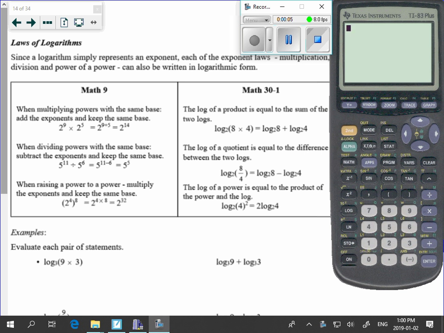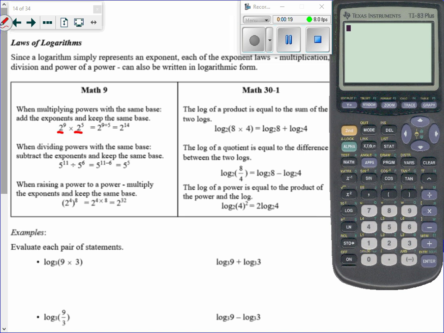Today we're going to learn about the laws of logarithms. Since a logarithm simply represents an exponent, each of the exponent laws that you learned about in Math 9 applies. When you're multiplying the same base, you add your exponents; when you divide the same bases, you subtract your exponents; and when you have a power being raised to another power, you multiply your exponents. Each of those can also be written in logarithmic form, okay?